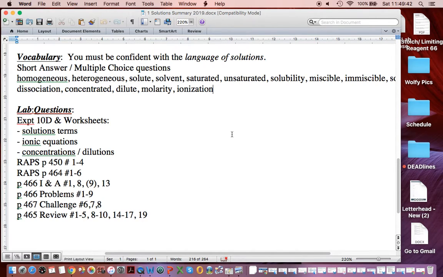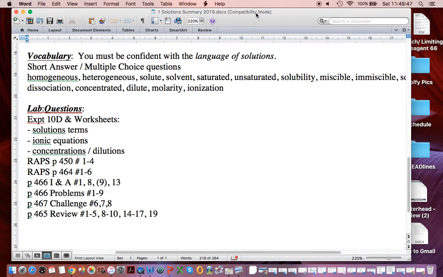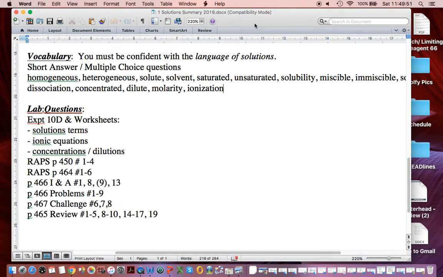So do your best to be ready for this test. It is one of the harder tests of the year, often because people underestimate it. They think it's going to be straightforward, and it is challenging.